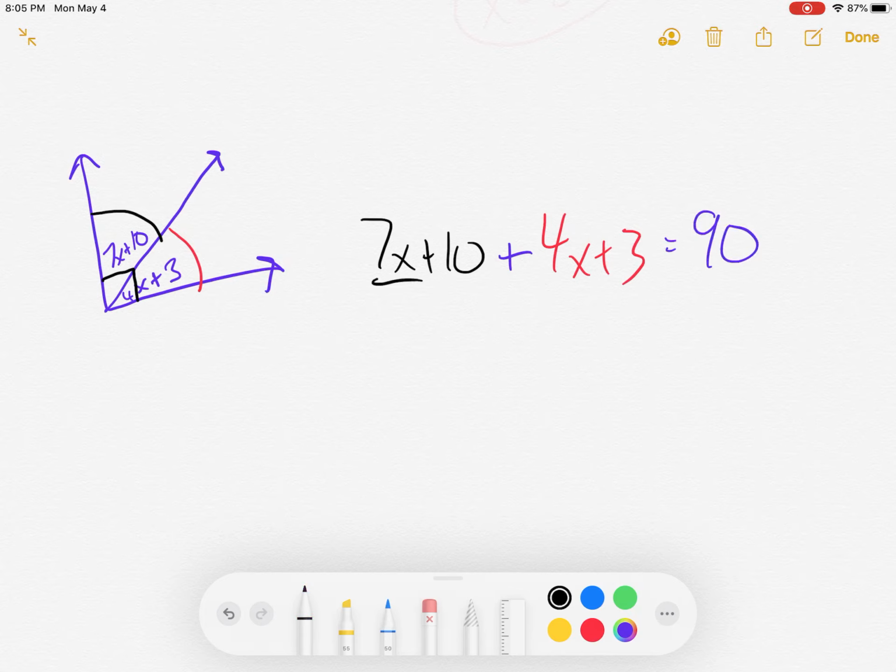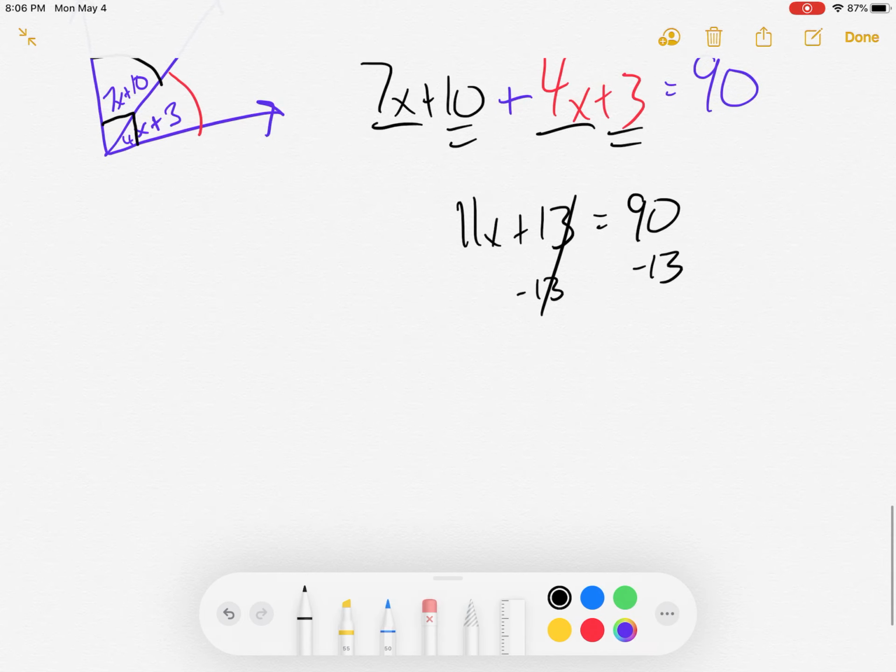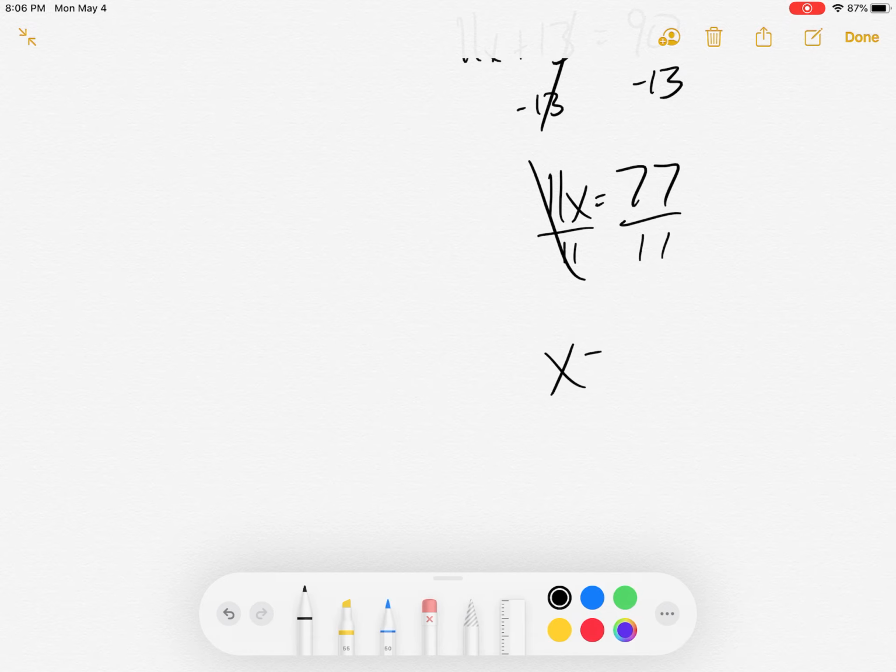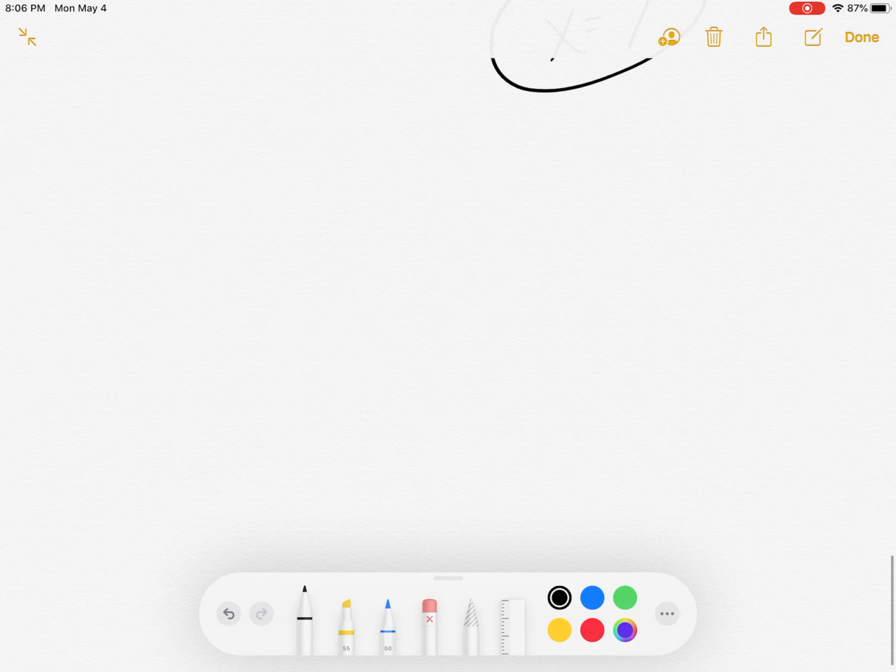So now we got to combine like terms. 7x plus 4x is 11x. 10 plus 3 is 13, equals 90. Now it's just basic algebra. Minus 13, minus 13. 11x equals 90 minus 13. Grab your phone, grab your computer, whatever calculator you need. You should get 77. Divide by 11, divide by 11. That one you can probably do in your head. X equals 7.